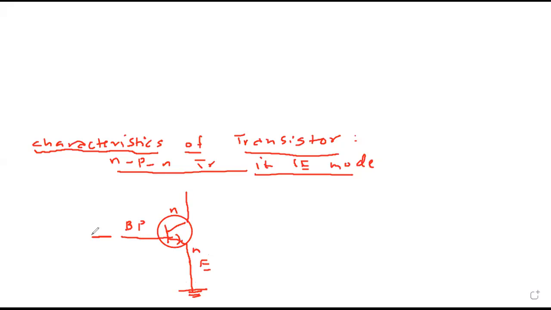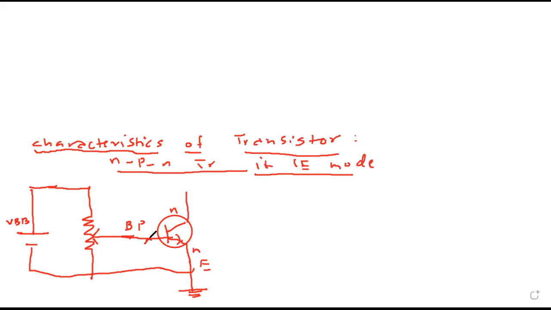Now we connect forward biased voltage to base emitter through a rheostat so that we can vary the current flowing through the base circuit. This is base voltage VB. Here we get VBE, that is voltage between base and emitter. Plus side is positive, this is negative.